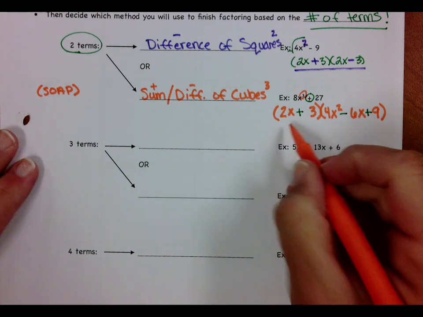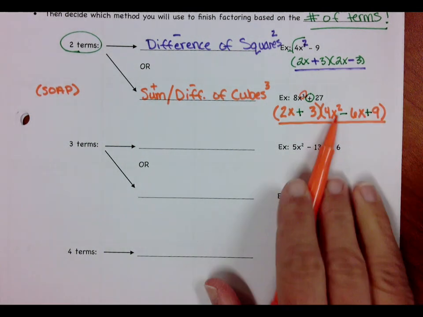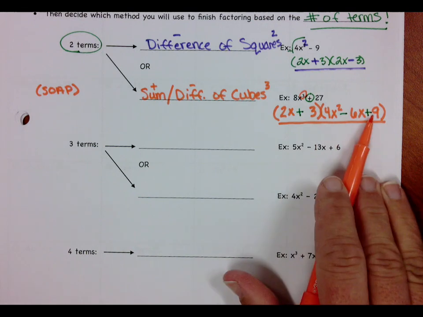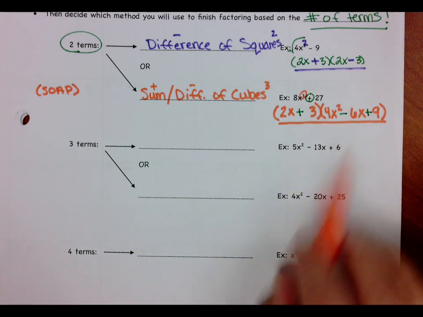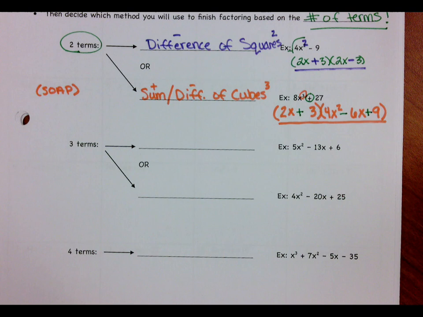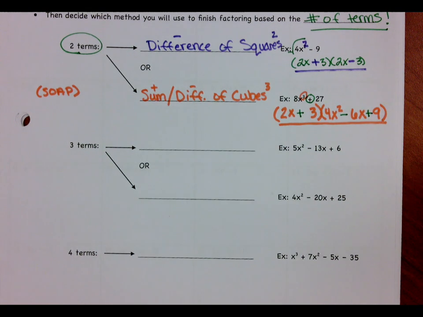Okay, and then that would be your final answer for that. And it looks like we should be able to take something out of that last one, but you can't, okay? 4, 6, and 9 don't have anything in common. So that's if there's only two terms. It's either going to be difference of squares, if it has a little 2 exponent, or difference or sum of cubes, if it has a little 3, okay?